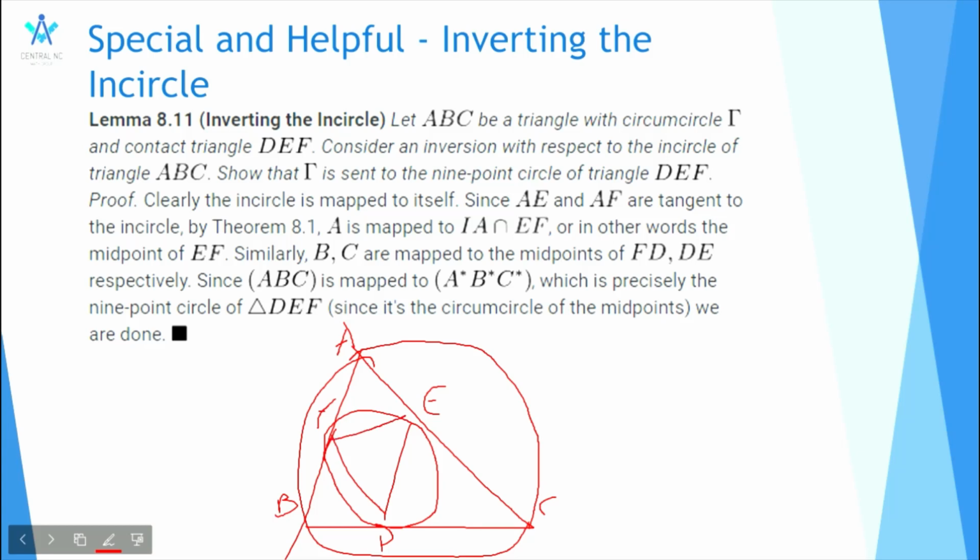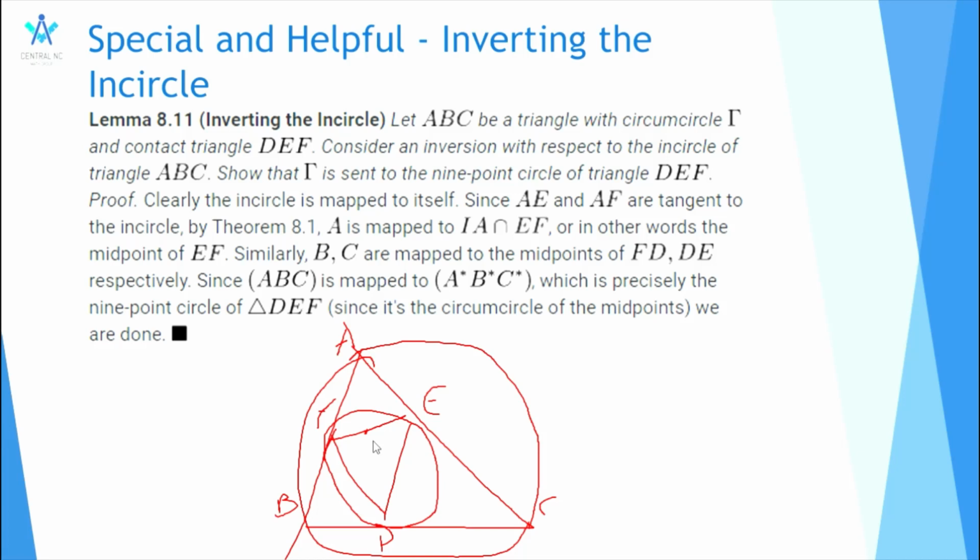Now, this 9-point circle of DEF is kind of weird. We don't usually see problems where we take the 9-point circle of a smaller triangle, but it's actually not too bad because note that AE and AF are actually tangent to the incircle. So by our very first theorem, the tangents and inversion theorem, we find that A is actually inverted to A prime over here.